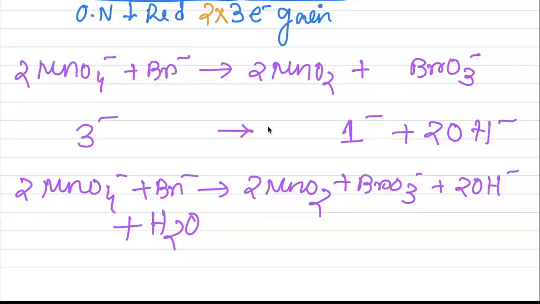Now we have to find out whether oxygen is balanced or not. See here, oxygen is 4 plus 3 is 7 and 1 plus 4 plus 3 is 7 and 2, 9. So oxygen and hydrogen are also balanced. So this is the balanced reaction.